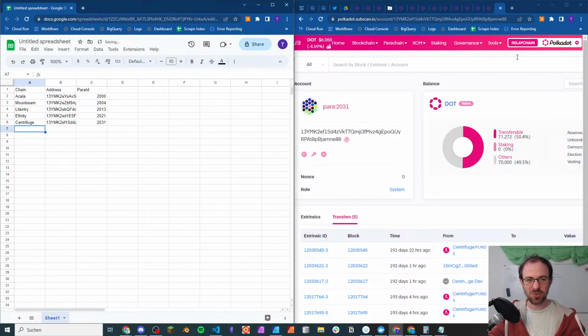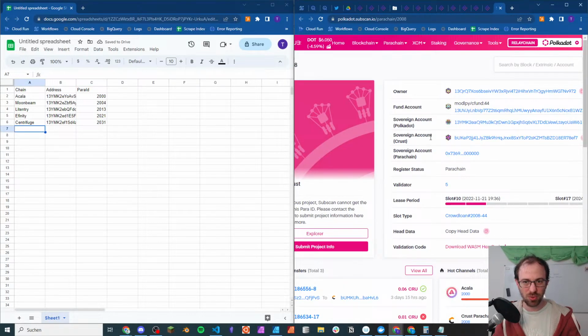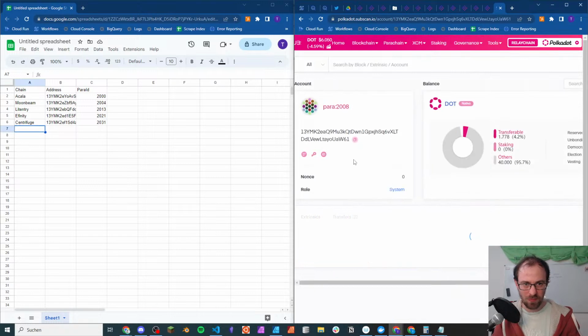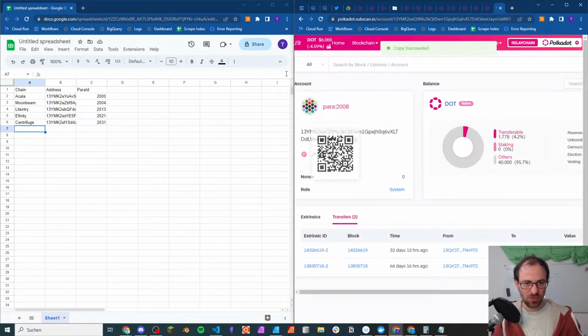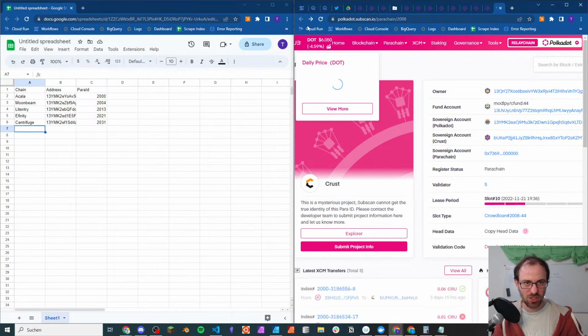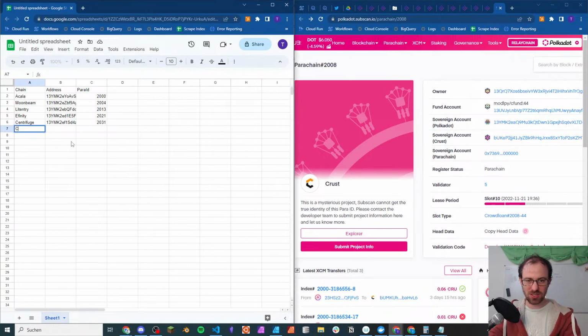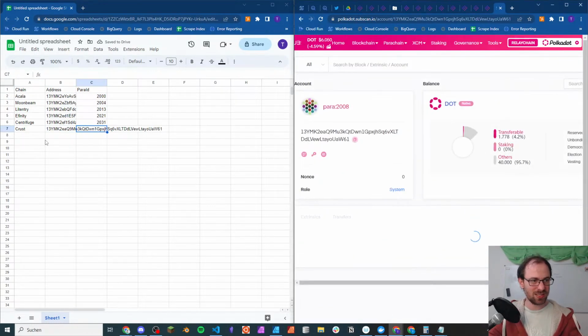Once we have all of those addresses, we throw them into Polkalytics, and it will just give us all of the history. Ooh, what is this? I forgot to pay attention. Crust is this. So this is Crust, this is the address, and this is 2008.